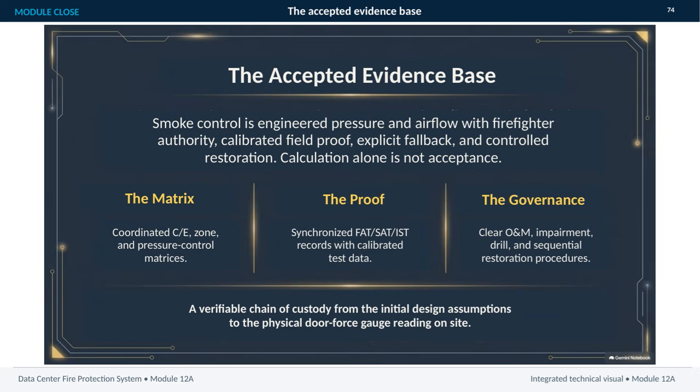The most important concept is a verifiable chain of custody from design assumption to physical site reading. That means someone can trace the reasoning all the way to evidence such as a door force gauge reading in the field. When those links are complete, the system is not merely designed. It is demonstrated, governed, and ready to be accepted.